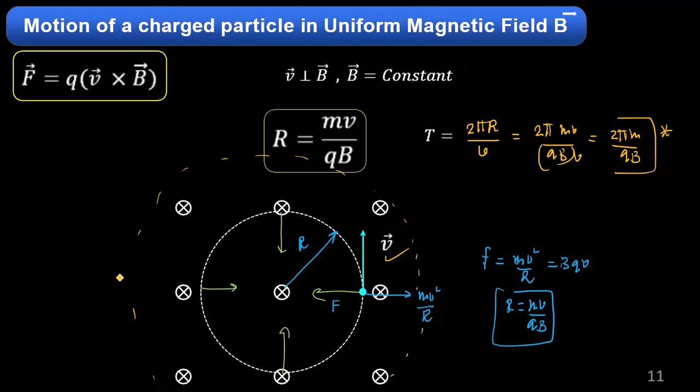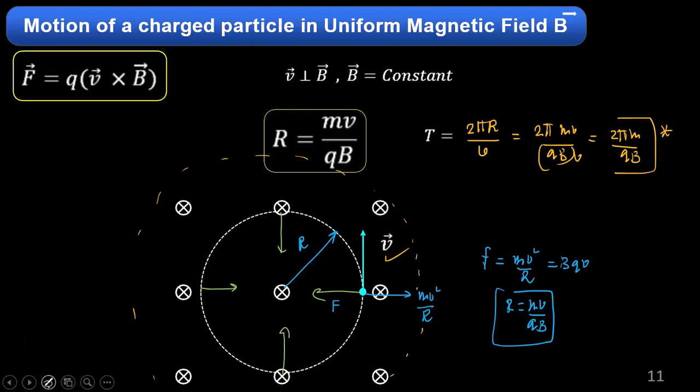But for both the particles, the particle moving with velocity v or the particle moving with velocity 2v, both take the same amount of time. Why? Because time period is independent of velocity. Time period does not depend on velocity.